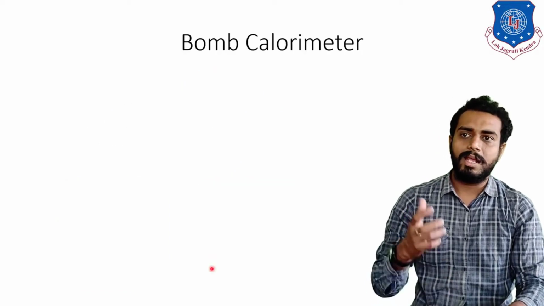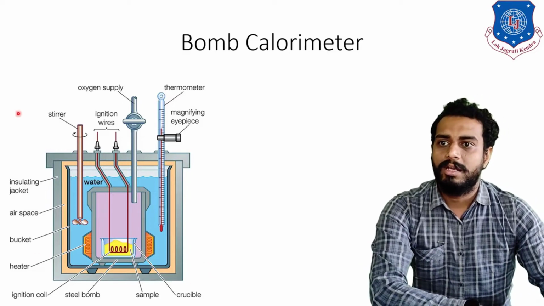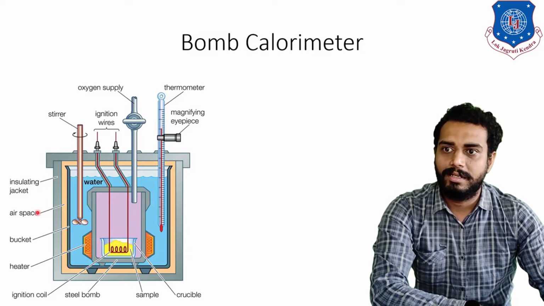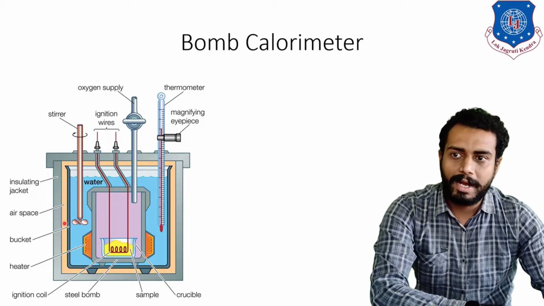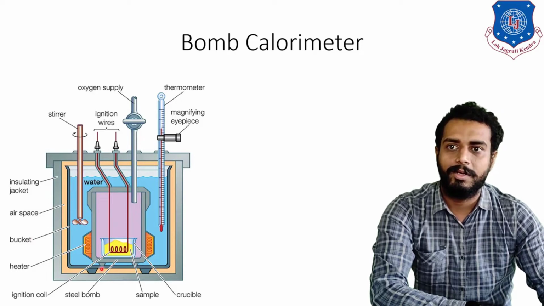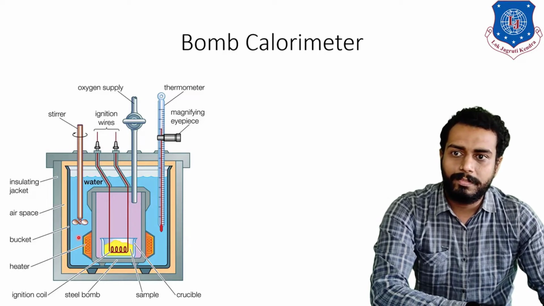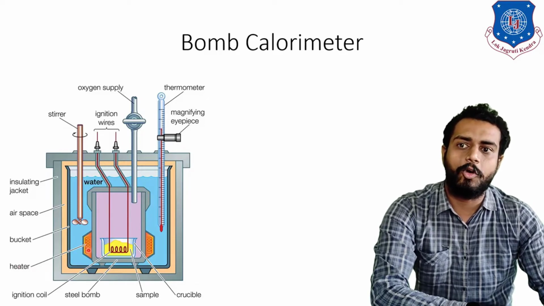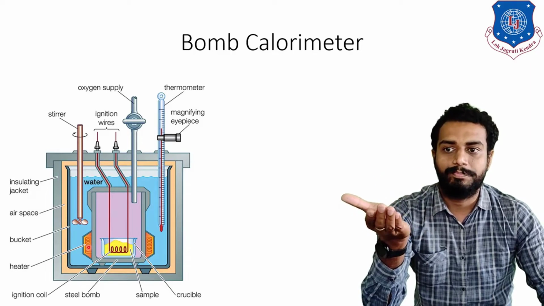Very simple. Let us understand the diagram given on the screen for the bomb calorimeter. Okay, so let us start from the left hand side. This is the insulation jacket. Then in the insulation jacket there is an airspace provided, and in that airspace a bucket is placed like this, right? I hope you can see, that dark green color is the bucket. Now in this bucket water is filled, and in this water the bomb is placed. Here a heater is also provided. This heater is optional, so it might be present or it might not be present according to the manufacturer.